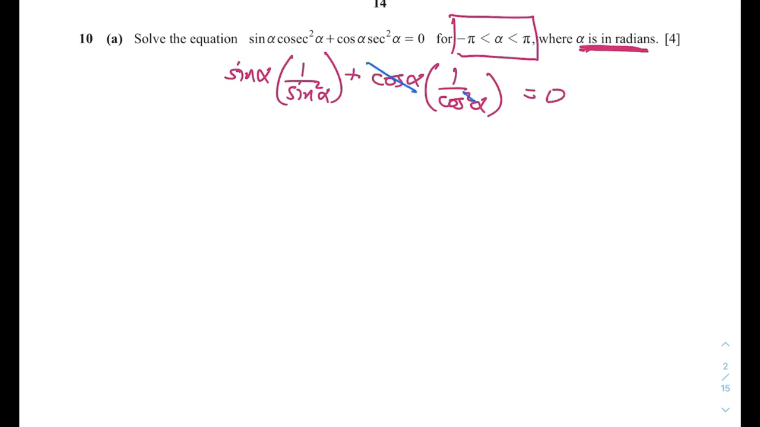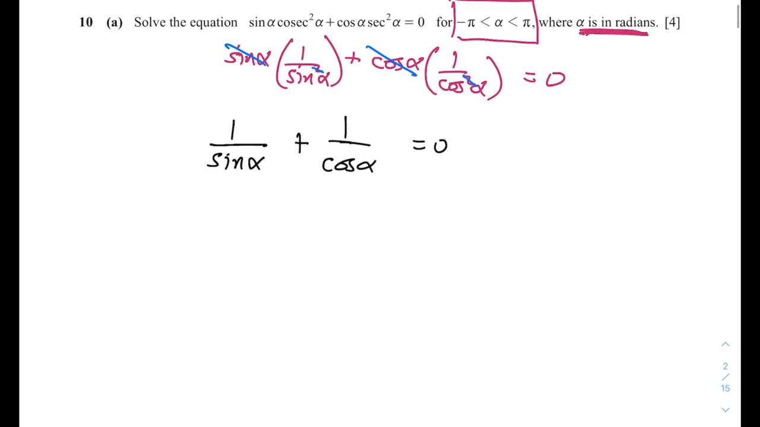Now, this cancels one of that. This also cancels one of that. That simplifies your answer to get 1 over sine alpha plus 1 over cos alpha is equal to 0. Now you need to solve this. It is like a fraction that you are solving. So you have cos alpha plus sine alpha over sine alpha cos alpha is equal to 0, right?